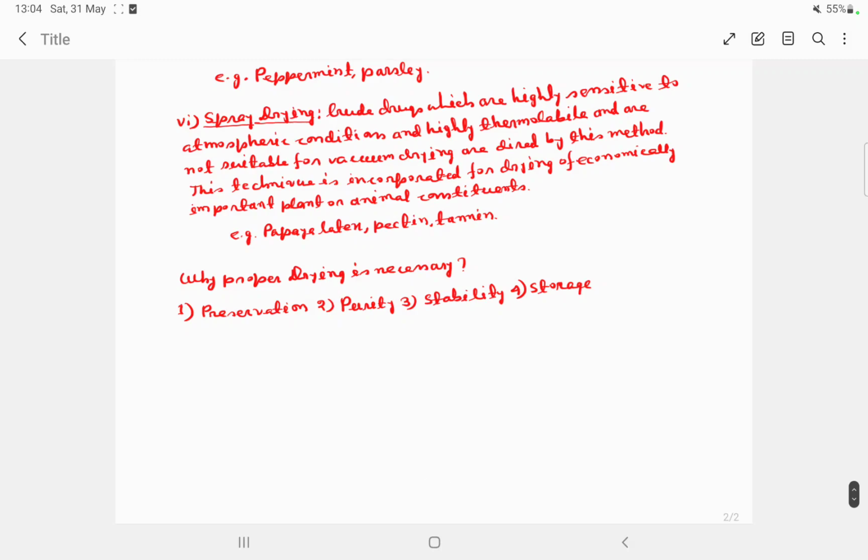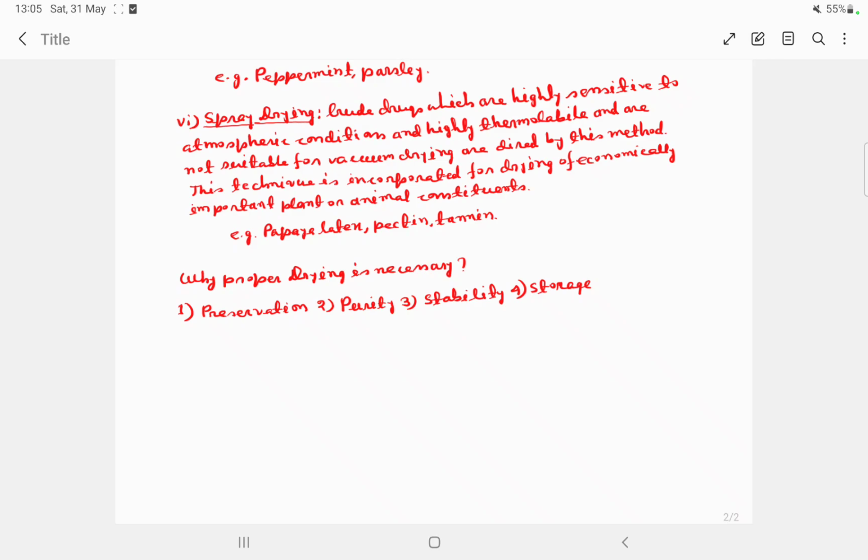Now, why is a proper drying process necessary? There are four factors: preservation, purity, stability and storage. Preservation of the medicinal properties of plant material for a longer period of time. Removing excess moisture prevents the growth of microorganisms and mold, which ensures the purity of the drug in the dried form. Stability: drying stabilizes the plant material, making it less susceptible to chemical changes and degradation over a longer time.